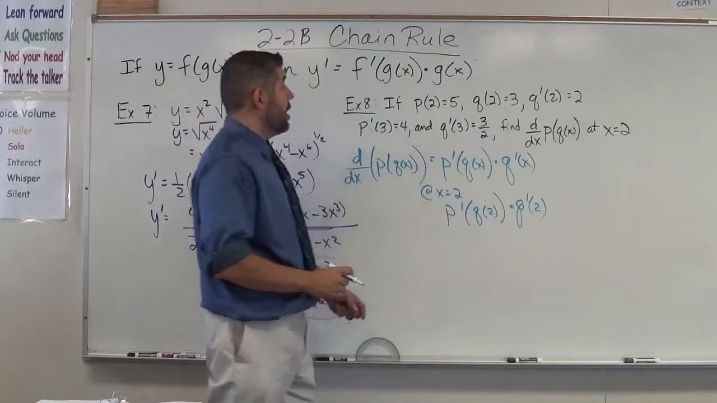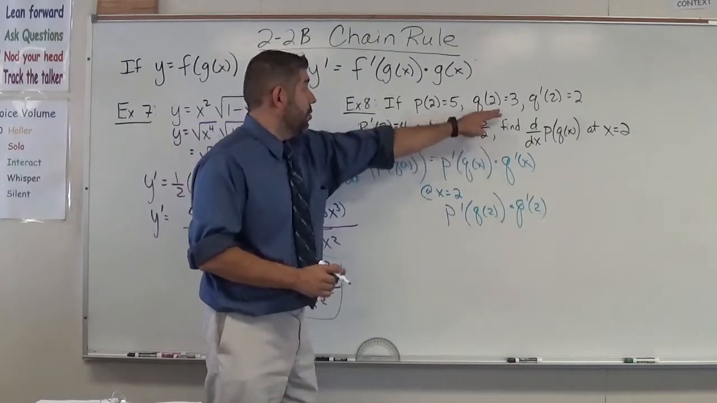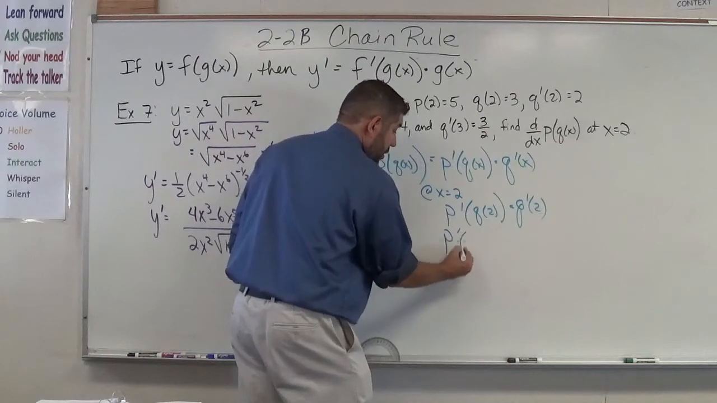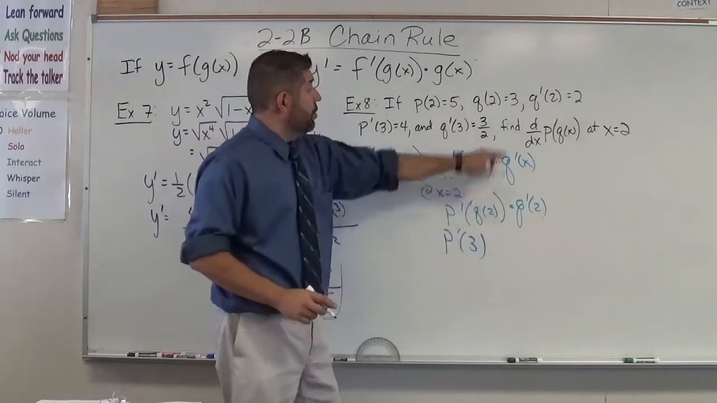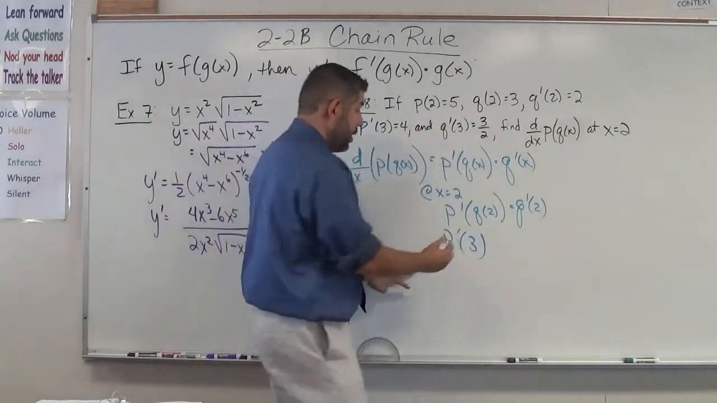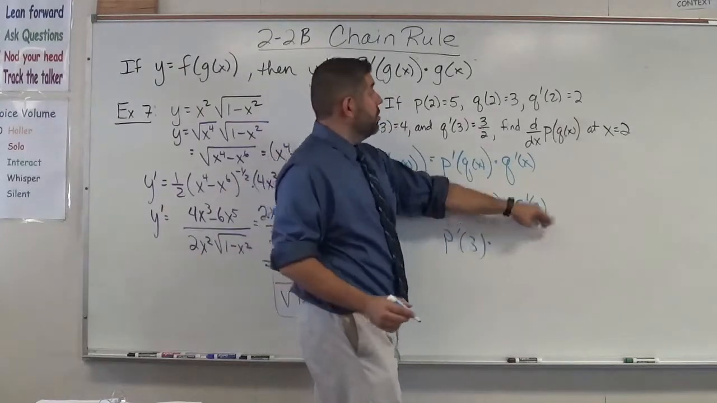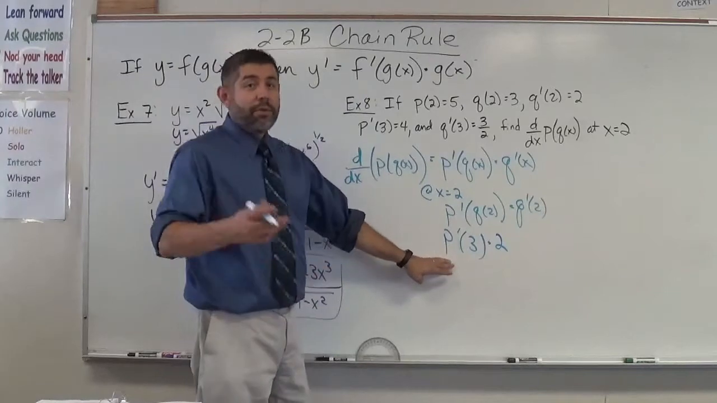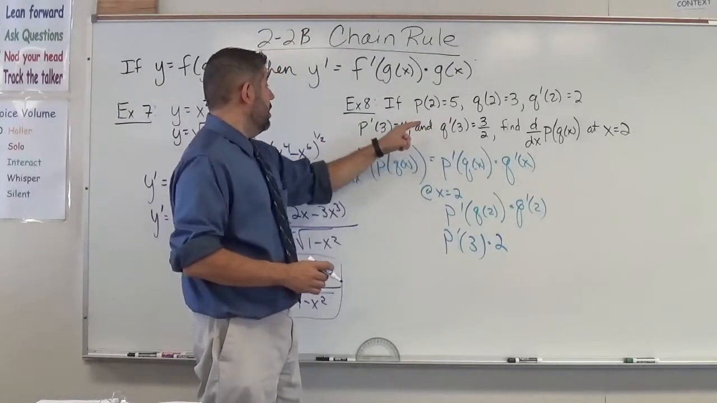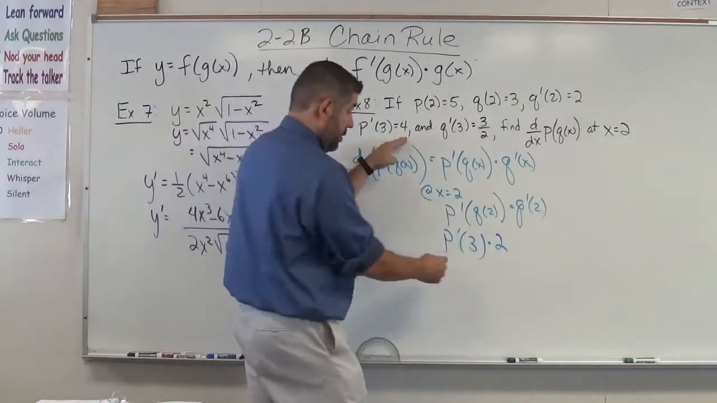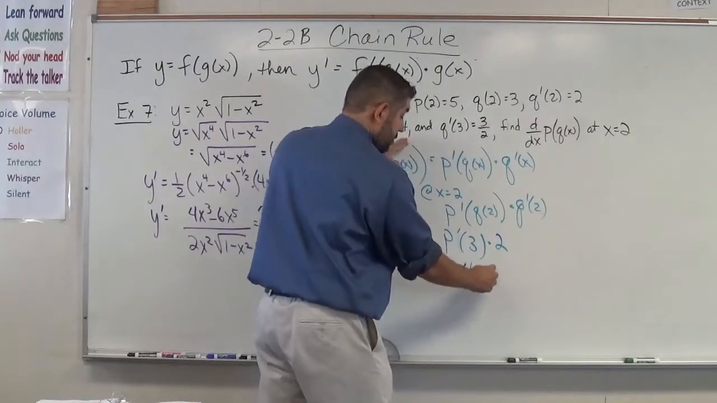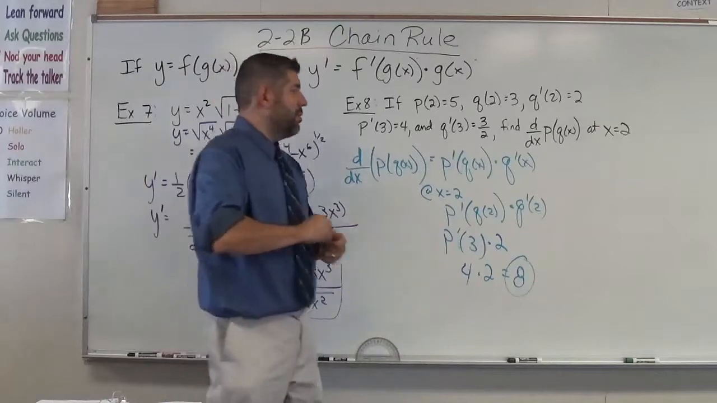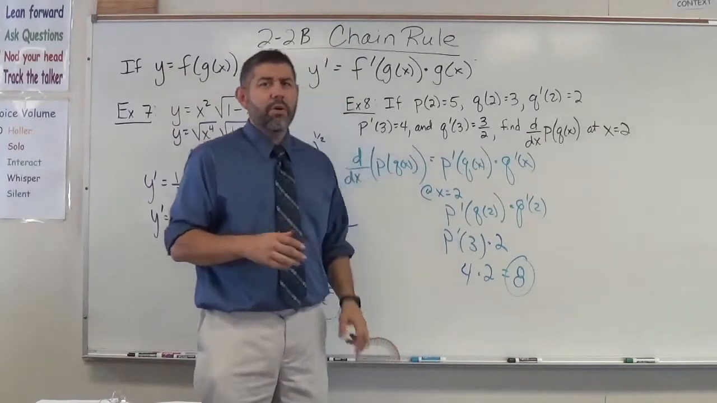And let's go ahead and check that out. q of 2 is 3, so really we're talking about p prime of 3, because q of 2 right here is 3. q prime of 2 is right here, which is 2. And multiply 2. Now I'll go one more step here. p prime of 3 is 4 times 2, we get 8 is our answer. All right? So it's just a matter of making sure we use the chain rule correctly.